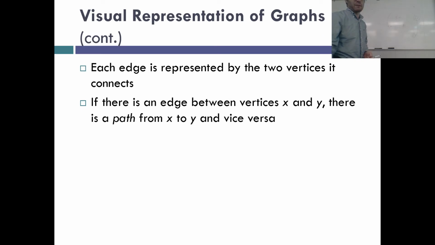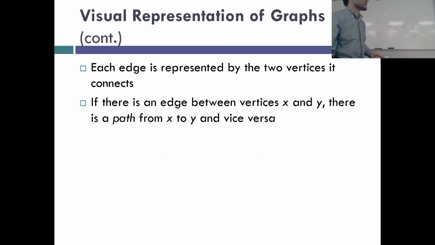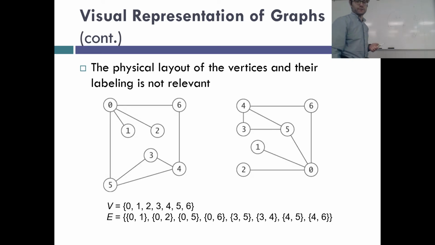An edge is represented by the two vertices it's connected by, right? So edge AB, that's the line between A and B. If there's an edge between X and Y, we say there's a path from X to Y and a path from Y to X. Okay? Again, the physical layout of the graph you draw, on your computer, does not matter, because the computer doesn't really ever draw your graphs for you. We care about drawing graphs because we're visual, and the computer's like beep boop, right? It doesn't care.